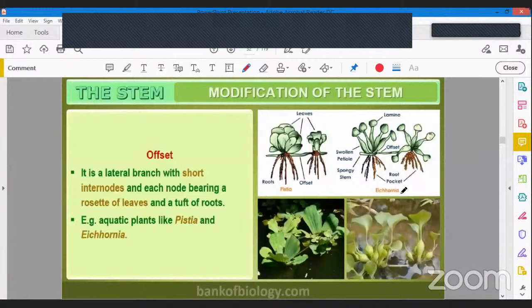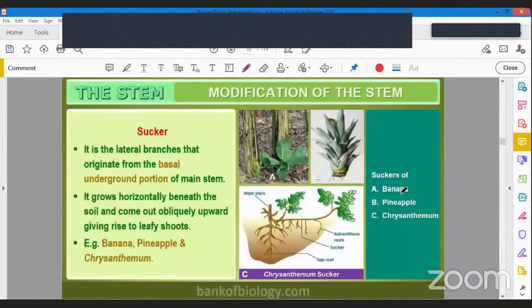Done. So we go to the next one, sucker. So sucker, what is happening? Lateral branches arise from the base of the underground main stem.